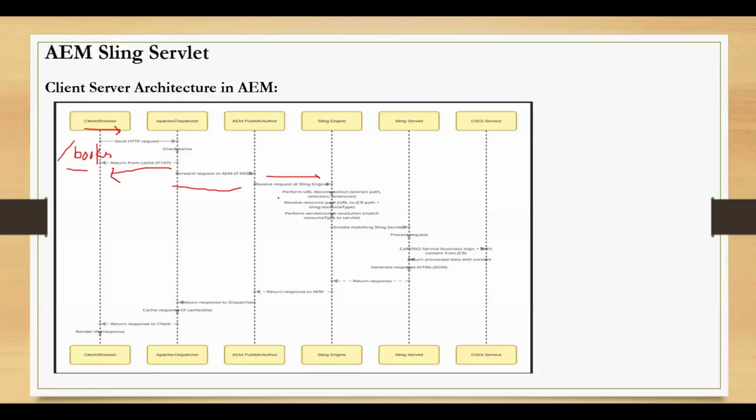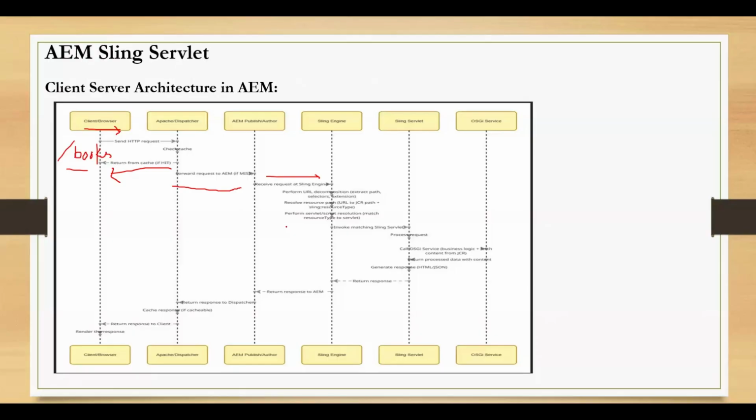Okay, and after that it will go to the JCR content. It will fetch the Sling resource type property from there. And after that, based on the resource type, we are able to get the resource type. It will be able to identify the servlet, because we are using two ways of defining the servlet. One is path-based servlet, and the second one is resource type-based servlet.